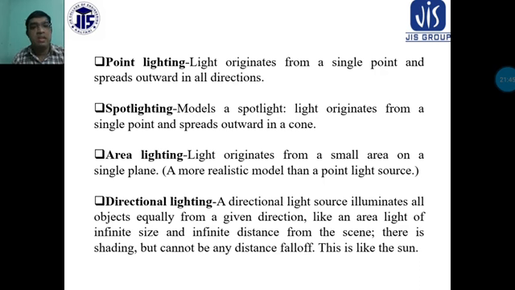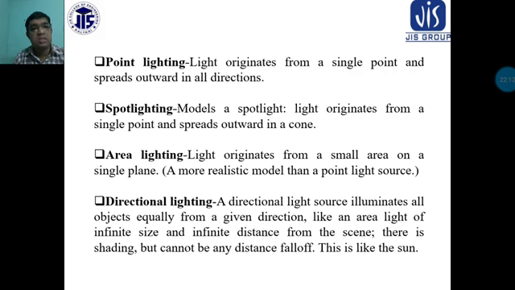Point lighting: the light originates from a single point and spreads outwards in all directions. Spot lighting models spotlights: light originates from a single point and spreads outwards in a cone. Area lighting: the light originates from a small area on a single plane, a more realistic model than a point light source.